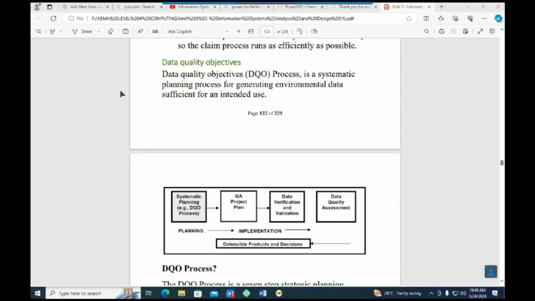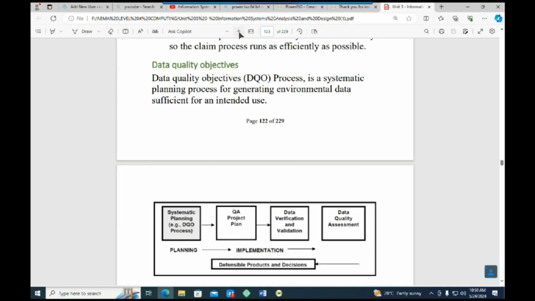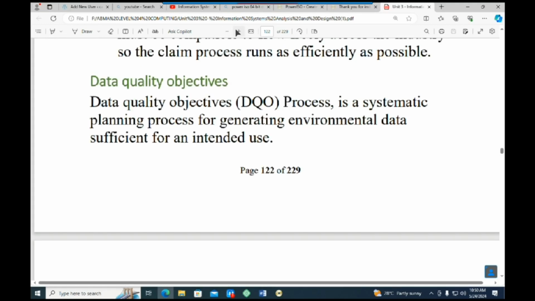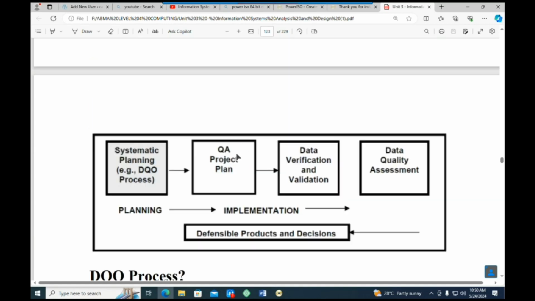It moves from step one, second step, third step, fourth step, and it is a process that we use to generate environmental data, and not just environmental data, but data of enough quantity that will be used for whichever reason it is intended to be used. So that is data quality objectives.